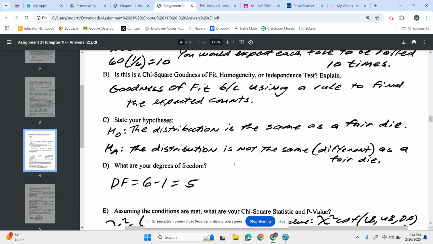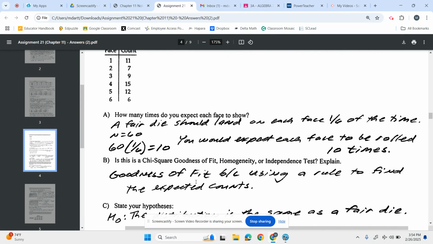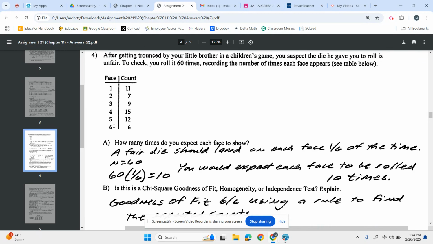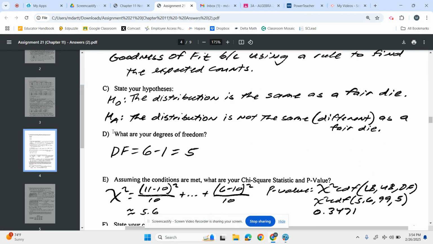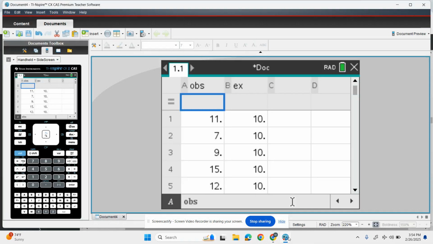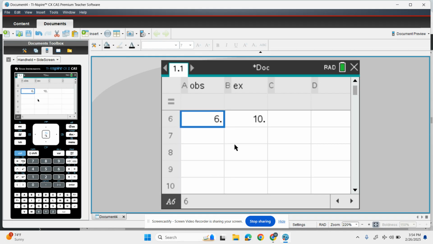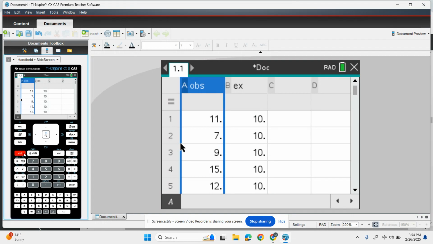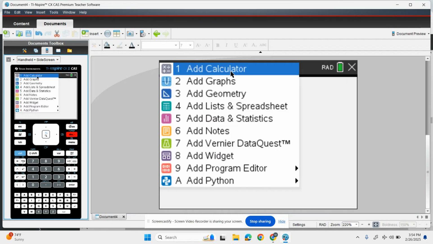Now, your degrees of freedom, when you have a goodness of fit test, is the number of categories minus 1. We have 6 minus 1, so 6 minus 1 is 5. And then we're actually going to find our chi-squared statistic and our p-value. Now, I have already typed these in over here. These are the numbers. So I'm going to go to a blank calculator screen.